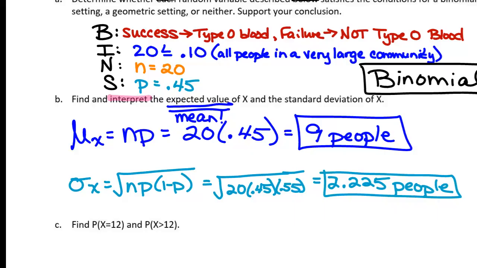With each sample? If you sample 20 people with a 45% chance of them having type O blood, then you get an average of 9 people in the 20 having type O blood. Yes. I would word it just a little bit differently, but yes, I like that. So if I were to sample many groups of 20, like we described here, on average, I would expect about 9 of them to have type O blood in the long run, if I do this over and over and over.